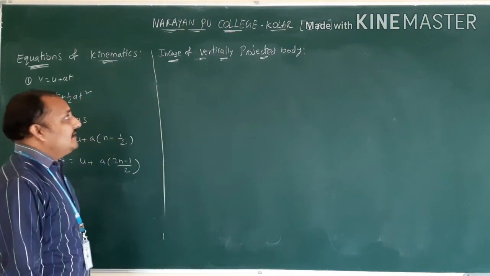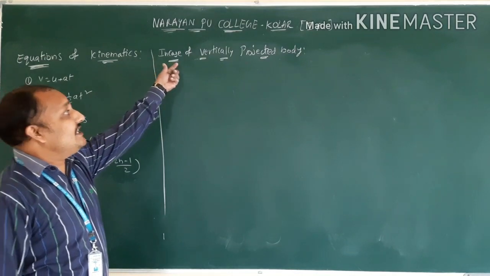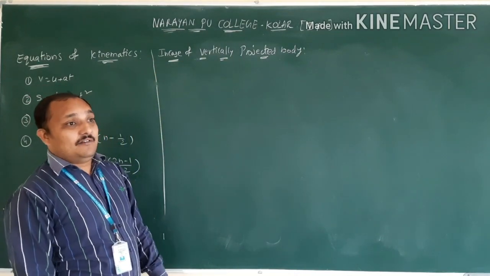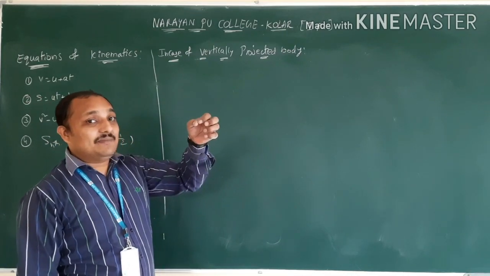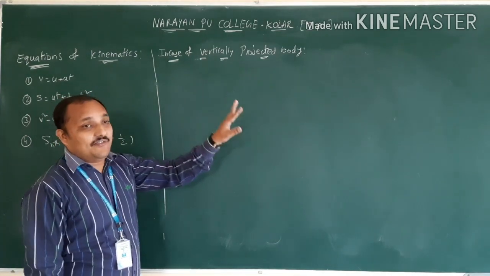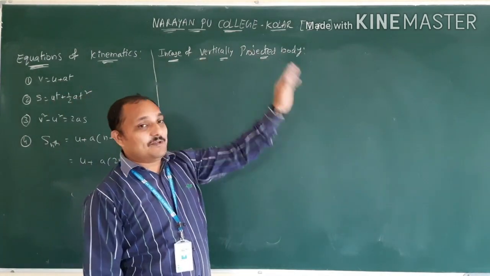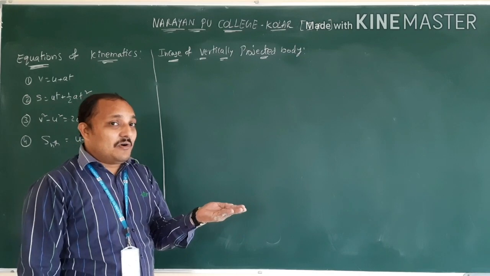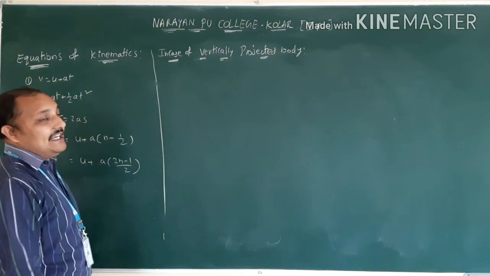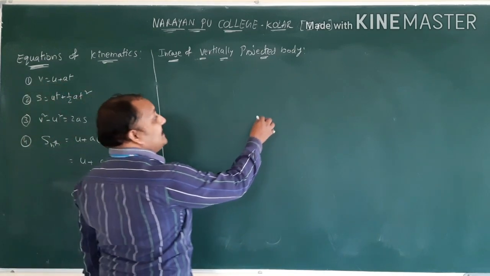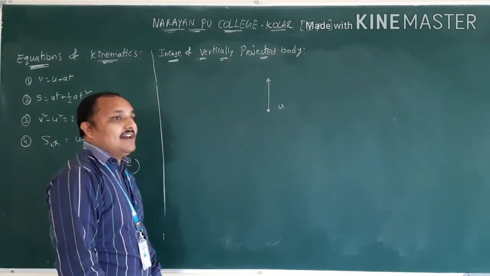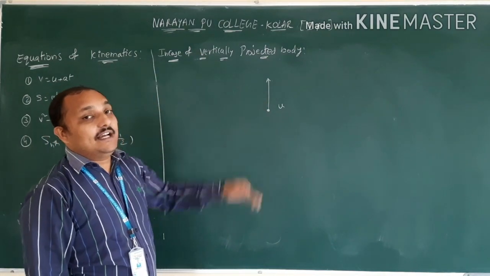Now we will see equations of motion in case of a vertically projected body. We defined a freely falling body. What is a freely falling body? Any object which is dropped from a certain height is called a freely falling body. Now what is a vertically projected body? Any object which is thrown vertically upwards with some initial velocity u is called a vertically projected body.